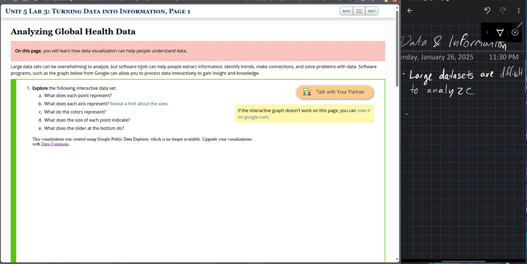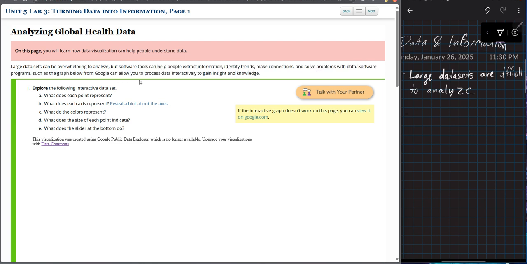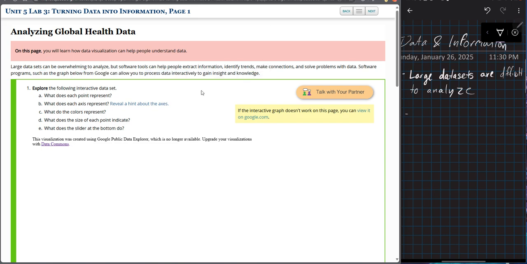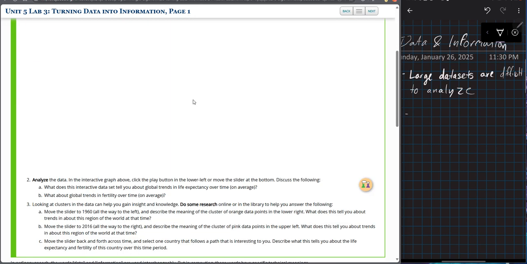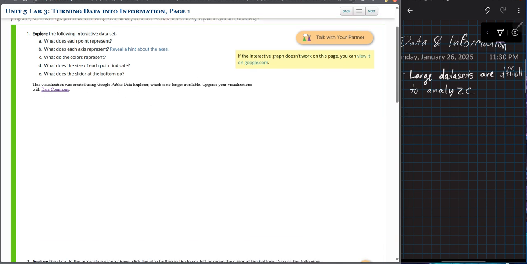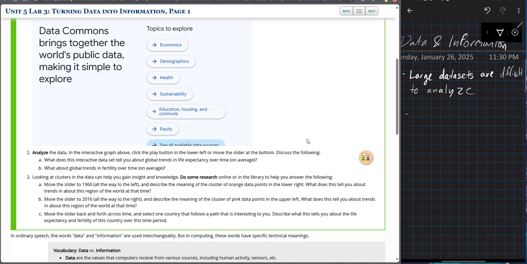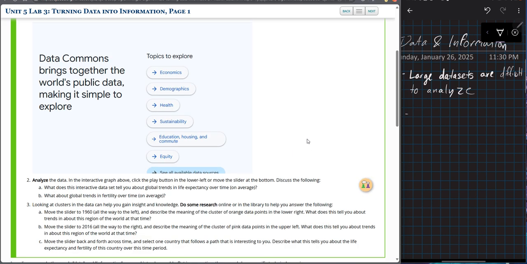Then it says, what software tools can help people extract information, identify trends, make connections, and solve problems with data. Software programs such as the graph below from Google can allow you to process data interactively and gain insight and knowledge. Okay, so this whole page is an activity, but the links are broken. There's supposed to be a data set here, and if you click on this, it takes you to the web page. I've been trying to look for the data set that the activity is looking for, but I can't find it. Maybe it's outdated or something. But it's fine.